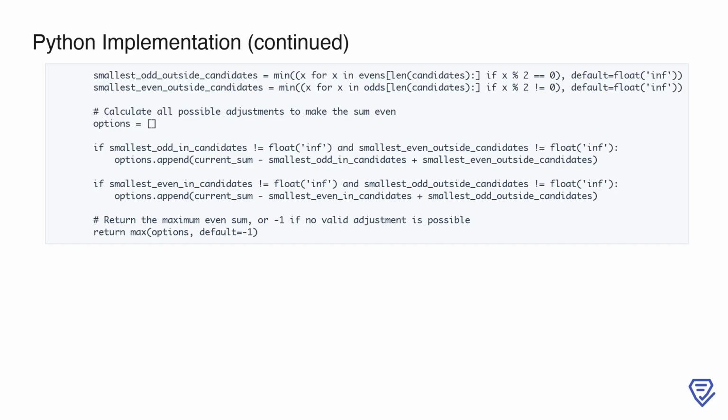These values allow us to calculate the possible adjustments needed to make the sum even. Specifically, we consider 2 scenarios: replacing the smallest odd number in the candidates with the smallest even number outside, or replacing the smallest even number in the candidates with the smallest odd number outside. Both adjustments are added to an options list if they are valid. Finally, we return the maximum even sum from the options list. If no valid adjustment exists, the method returns -1, indicating that no even sum of size k is possible.